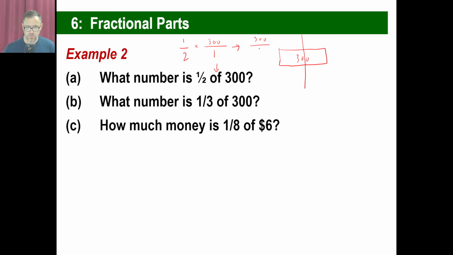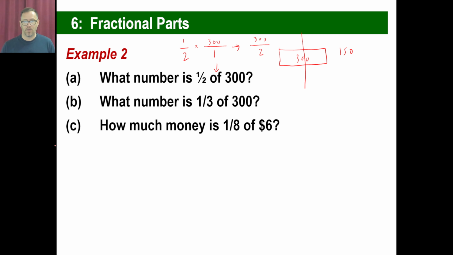What is 2 times 1? That would be 2. Okay, that's what I thought it was. So 300, a fraction over 2. Of course, every fraction is a division problem. So 300 divided by 2 is 150. There you go. That's it.